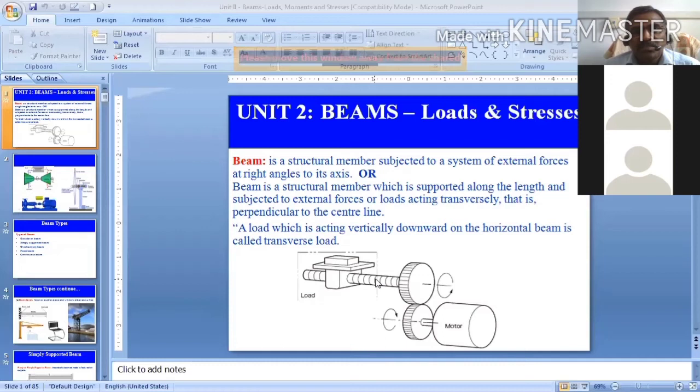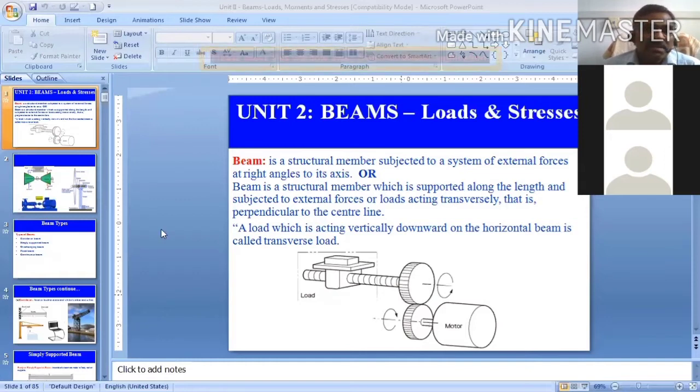Here you can see two members. This member as well as this member, this shaft as well as this shaft, both are beams, because here the loads are acting in the vertical direction. This is the axis of the shaft, and this shaft's axis is like this. The loads are acting in the vertical direction, that is, the lateral direction. So when the forces are acting lateral to the axis, perpendicular to the axis, at right angle to the axis, then the structure is called a beam.